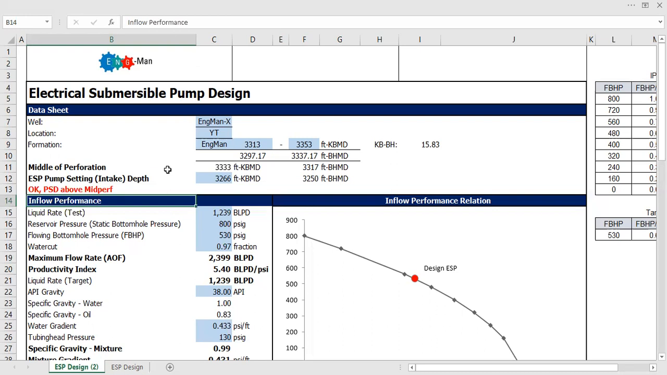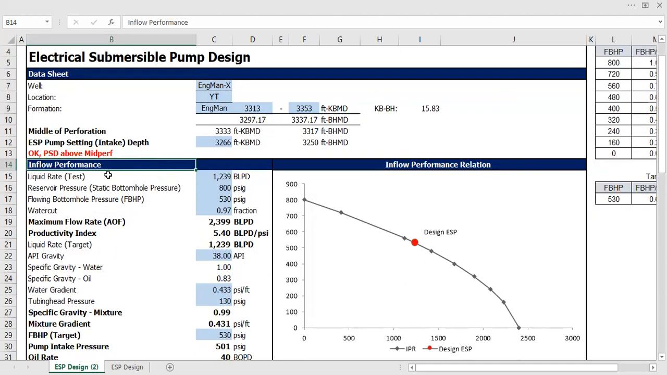Okay, if you don't want to have a gas problem, the literature recommends you to put your pump setting depth below the perforation. But of course, if you have a sand problem, it will be dangerous. Sand will go down and it will block your ESP. Okay, so in general cases, you need to put your ESP pump setting depth above mid perf. Okay, all right, so now let's enter into the inflow performance section.